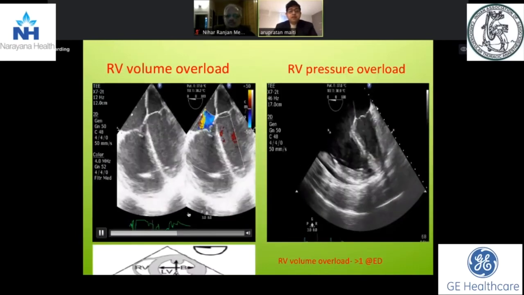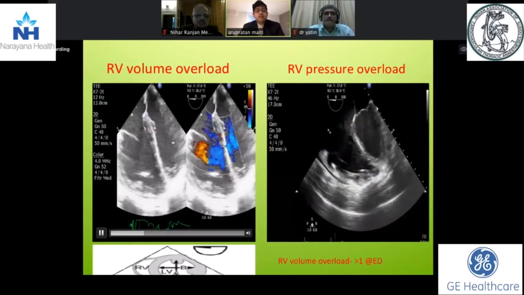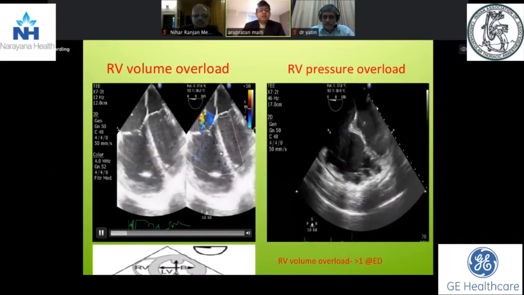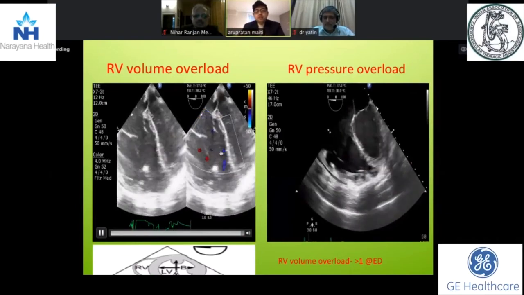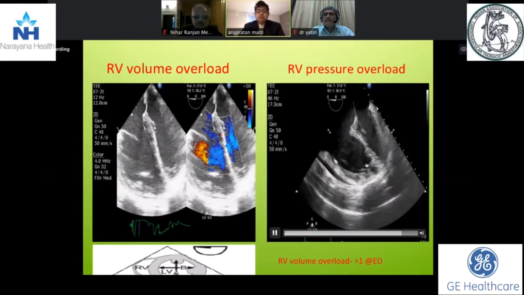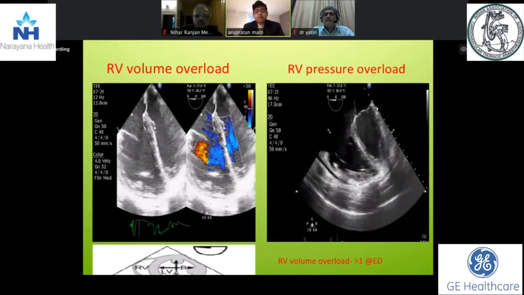So there are a couple of videos. First thing is the RV overload. If you see, the RV is quite dilated, and predominantly the septum is bulged during the diastole. And if you look at this RV, the septum is bulged at the end systole and early diastole, and the RV size is not that big. So this is pressure overload.